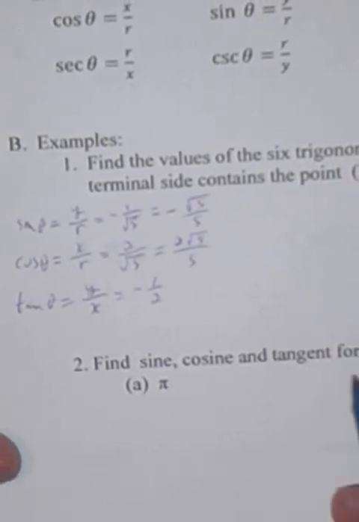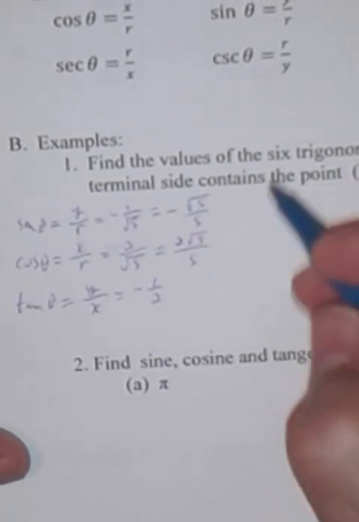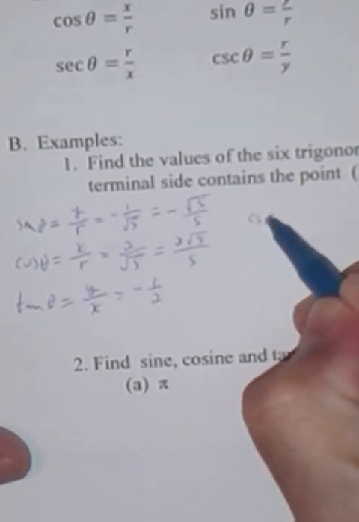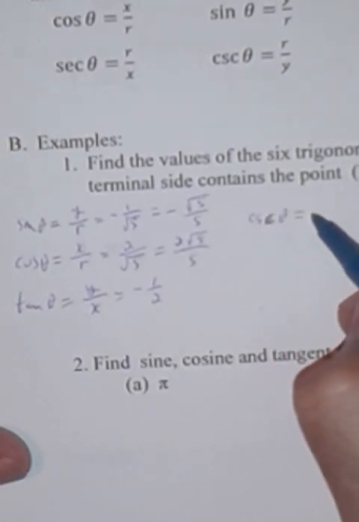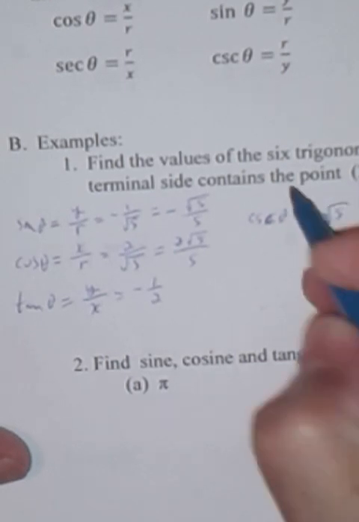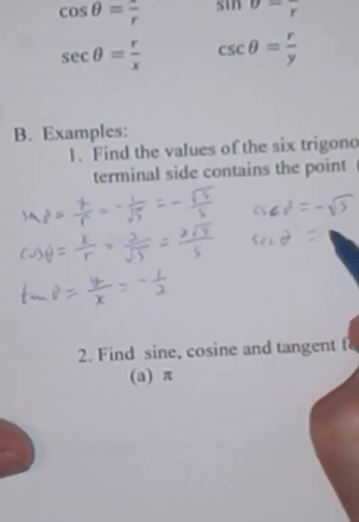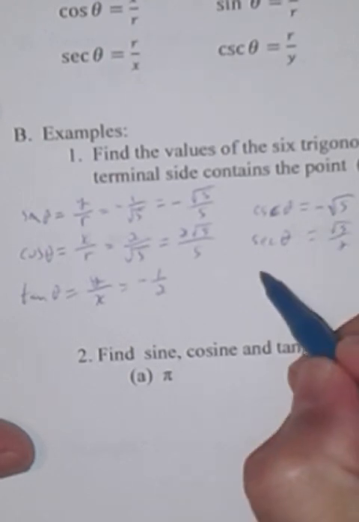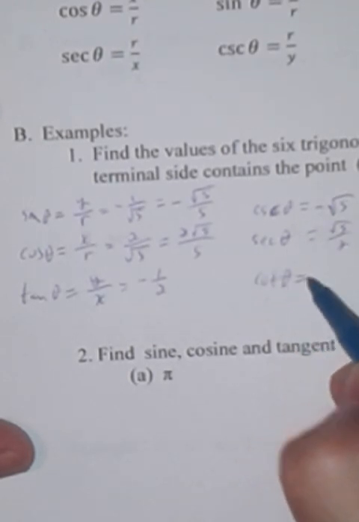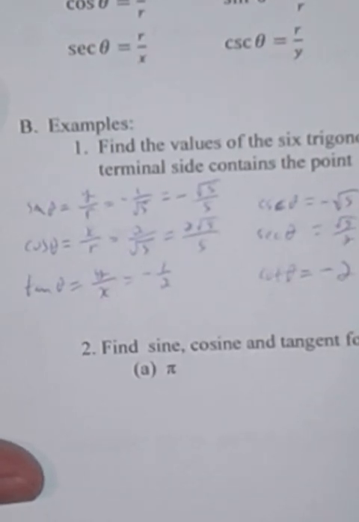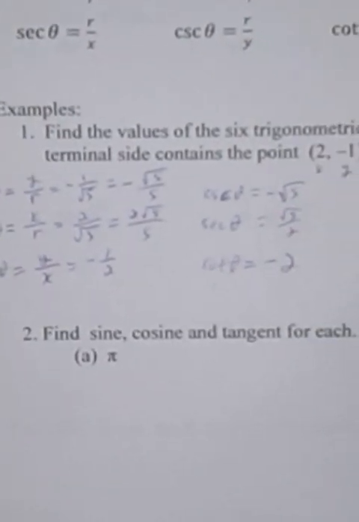All right, we have found the 6 trig functions. Let me write them out. So cosecant theta, CSC, is negative square root of 5. Secant theta, the reciprocal of the cosine, is square root of 5 over 2. And finally, cotangent theta is the reciprocal of negative 1/2, which is negative 2. Okay, we found all of them.